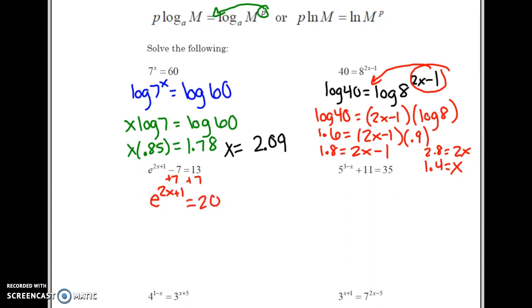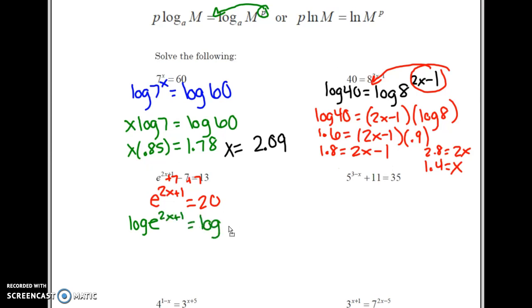Now I'm going to take the log of each side. Or you can do the natural log because it's e. It's up to you. It doesn't make a difference. I'm just going to keep consistent and do log. So log of e^(2x+1) equals log 20.